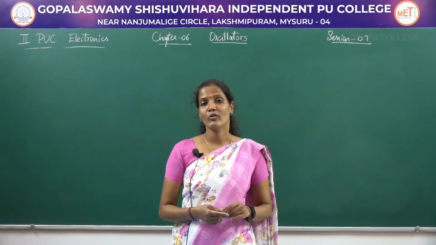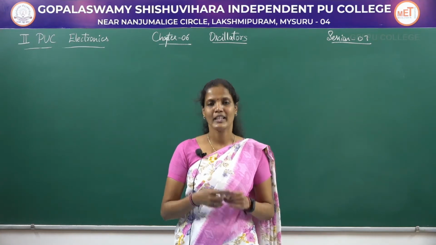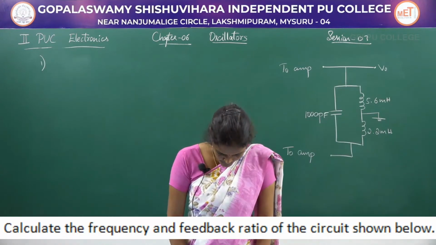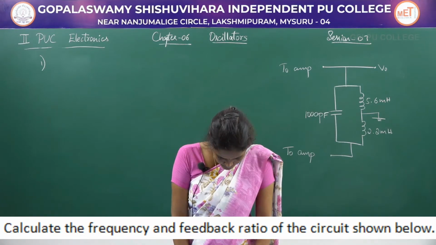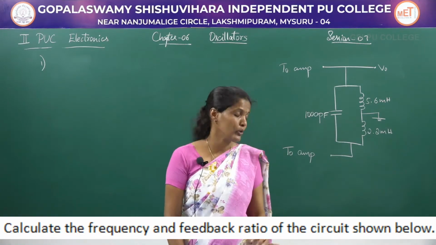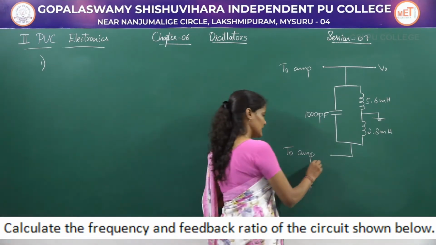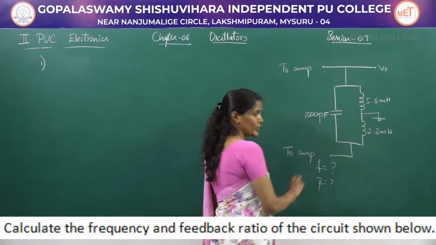In this session we are going to solve some of the problems which were asked in previous year question papers. So let's begin with the very first problem. In this problem, you have to calculate the frequency and feedback fraction of the circuit shown below. So this is the circuit for which you have to calculate the frequency, that is f, and the feedback fraction, that is beta.